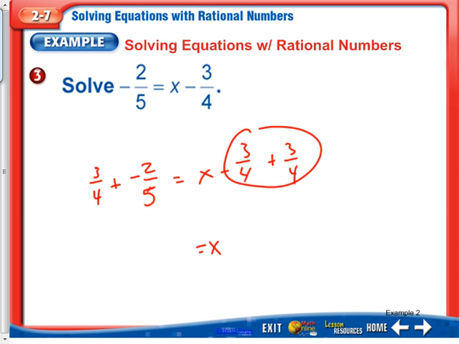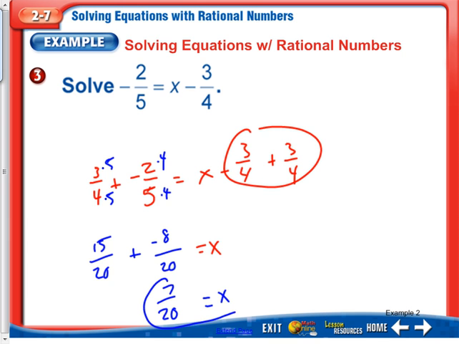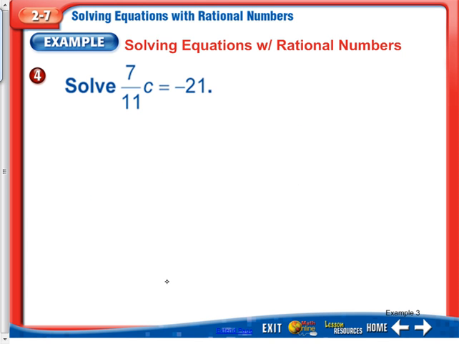Now, we're going to need to multiply both top and bottom by 4 and 5 to get a common denominator. So we're going to have 15/20 plus negative 8/20. All right, and so we're going to get x is equal to 7/20 after we find the difference there. We can't simplify that anymore, so we're done.